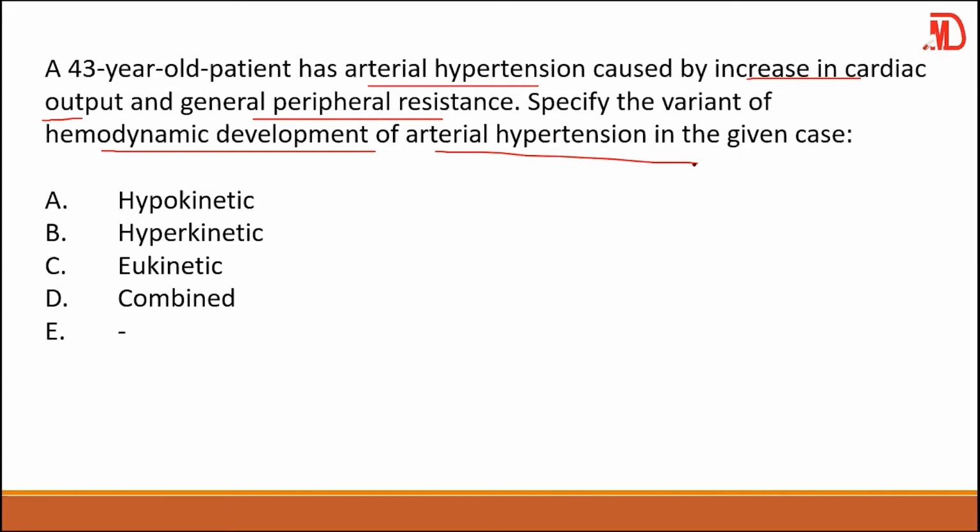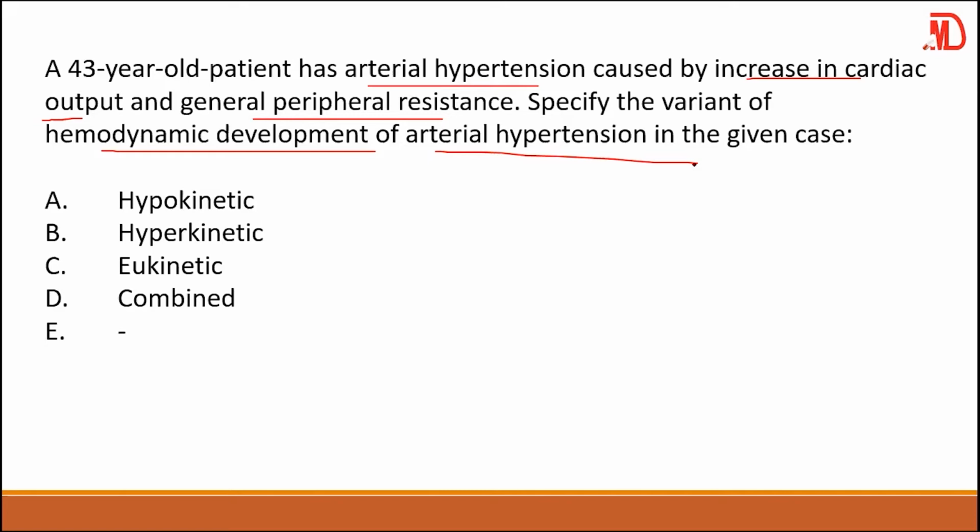Hyperkinetic means increased cardiac output. And that brings us to the next term known as eukinetic. Eukinetic means increase in both cardiac output and peripheral resistance, as simple as ABCD. Again, it means increased cardiac output and increased peripheral resistance.